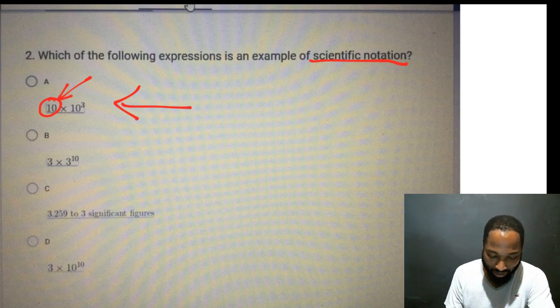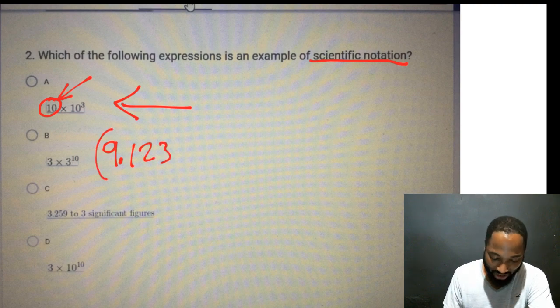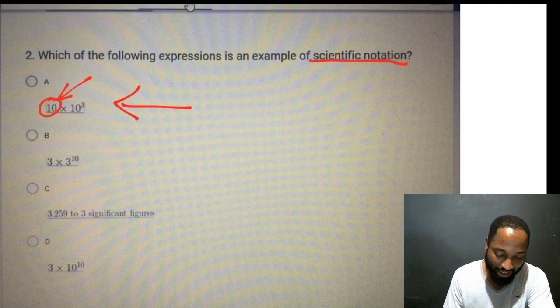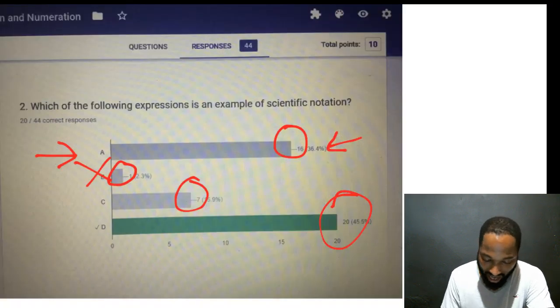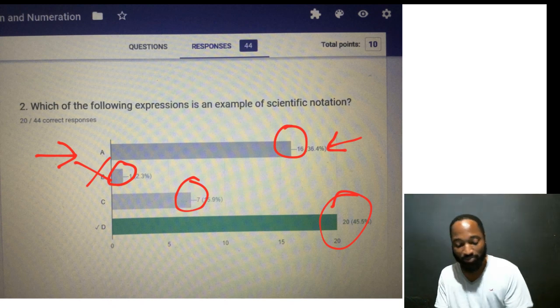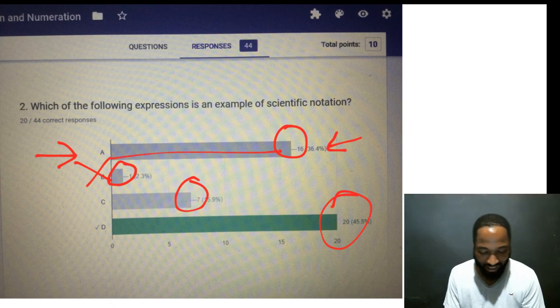So the number could be 1.0. The number could even be 9.123, but it must be a single digit before the point. So the fact that it has 10 here makes this one wrong. And you'll see actually 36% of people got this one wrong, picking this answer.